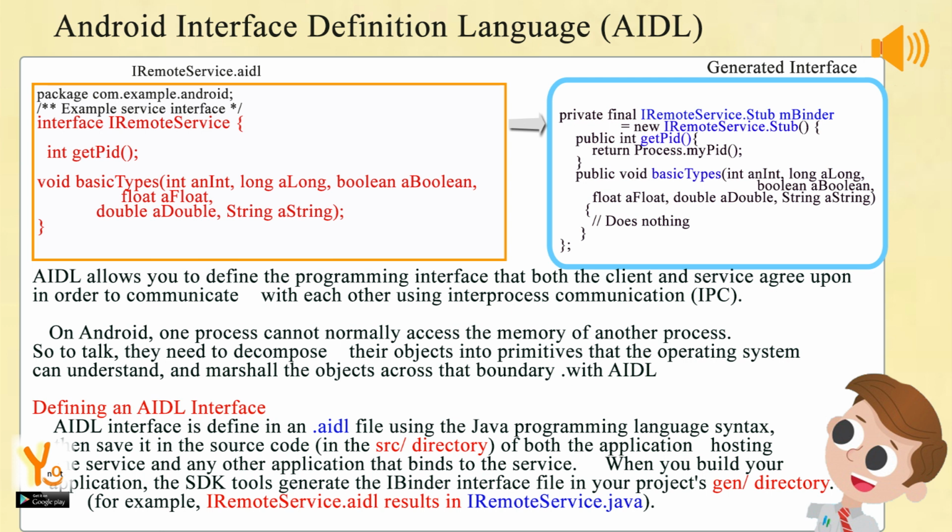Defining an AIDL interface. The AIDL interface is defined in an .aidl file using the Java programming language syntax, then saved in the source code, in the src directory, of both the application hosting the service and any other application that binds to the service. When you build your application, the SDK tools generate the IBinder interface file in your project's gen directory. The generated file name matches the .aidl file name, but with a .java extension. For example, IRemoteService.aidl results in IRemoteService.java.